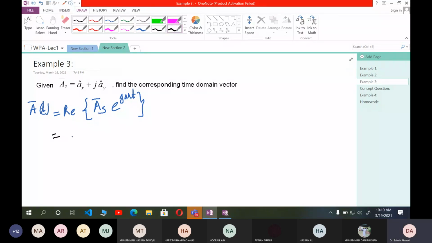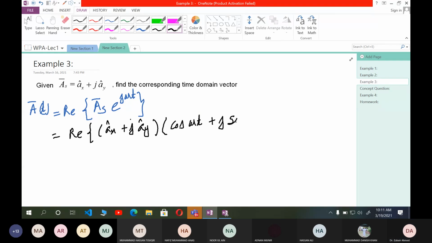Okay, let's put the value of A_s in this expression. We have a_x unit vector plus j a_y unit vector, and let's expand this exponential e^{jωt} using the Euler identity. We have cosine ωt plus j sine ωt. Now can anybody tell me what will be the real part of this thing?